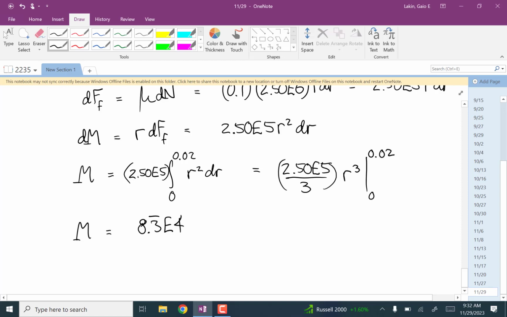You're going too fast. 0.02 cubed. And can you multiply that out? 33.3 repeating. 33.3 repeating newton meters.